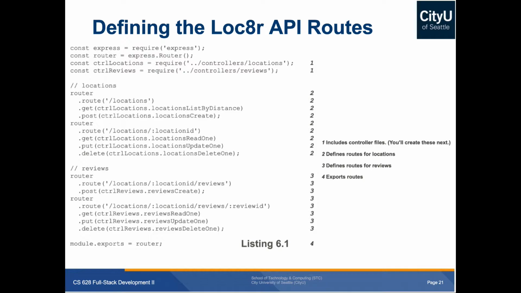And then now for your locations, you have a router for all the locations. For the /location, you can get all the locations by distance. And also with the same URL path, you can create a single location. For this other router wherein you specify the location ID, you can get one location, you can update one location, and you can delete one location.